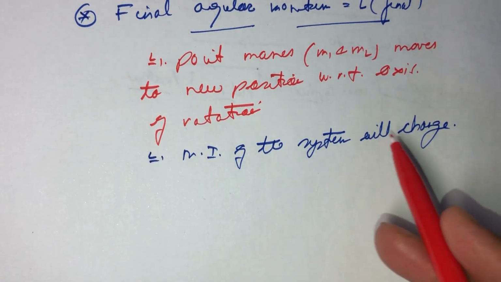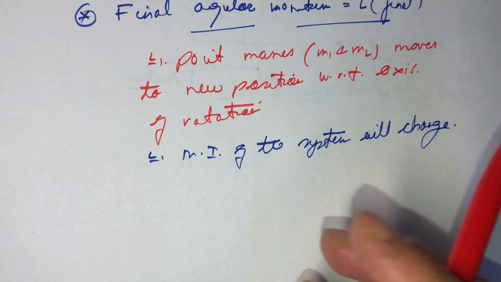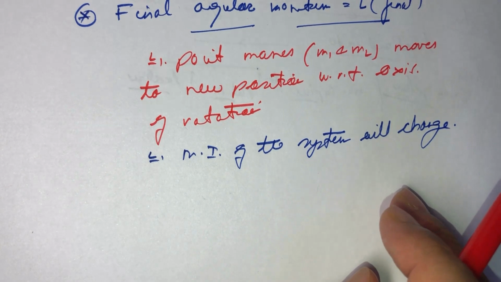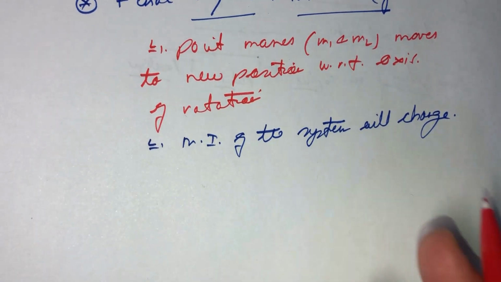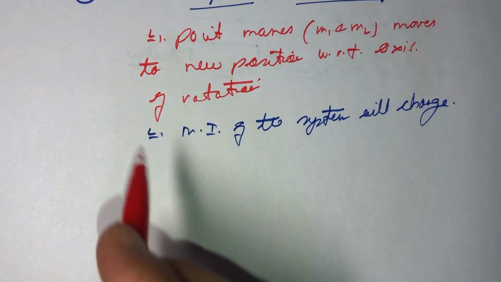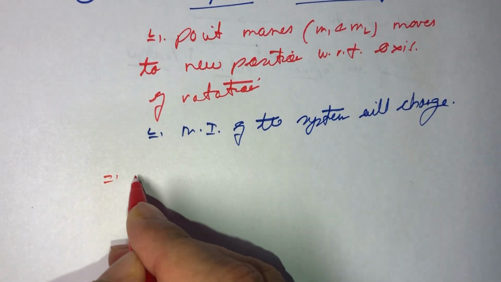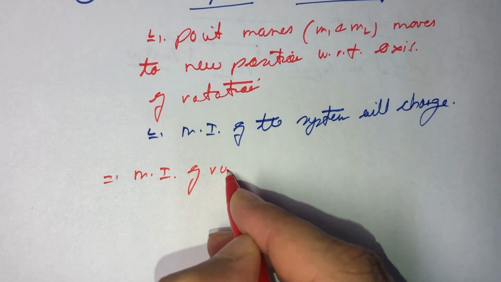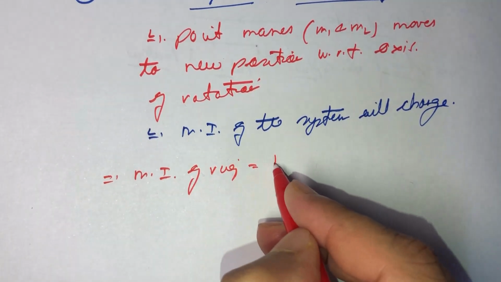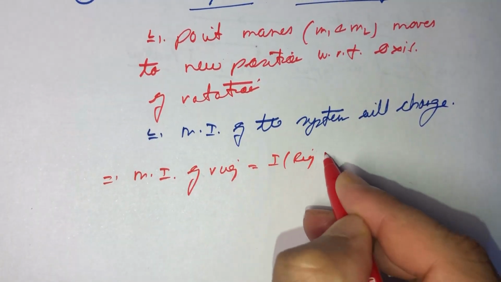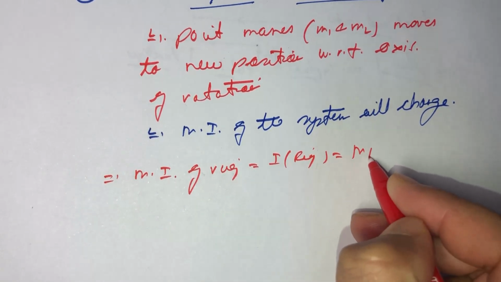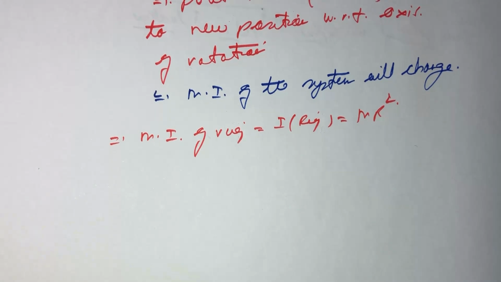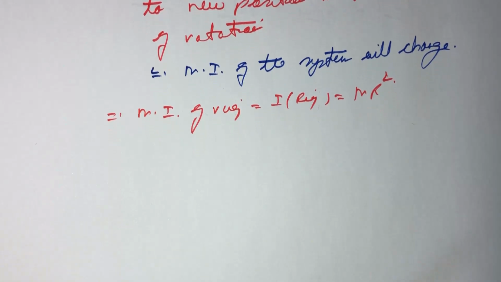Now the system consists of the moment of inertia because of the point mass and the moment of inertia because of the ring. The moment of inertia of the ring will remain the same. So you can say from here that the moment of inertia of the ring, let us call that I ring, will be equal to mr square.